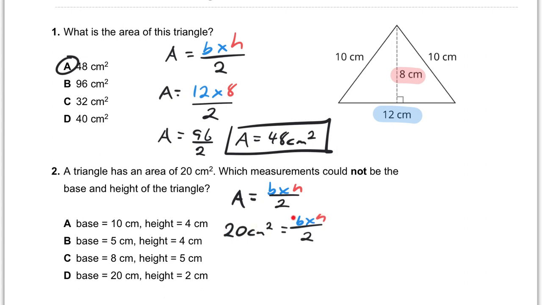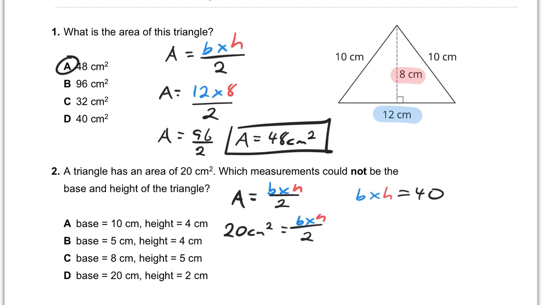Because if we had, let's say 10 here, then we would divide it by 2 and we'd get 5. If we had 20 here, we would divide it by 2, we'd get 10. That's not right. If we had 40 here, we'd divide it by 2 and we get 20. So we need our base times height to be 40. So essentially, we can write this down as base times height, in this case, has to be 40.